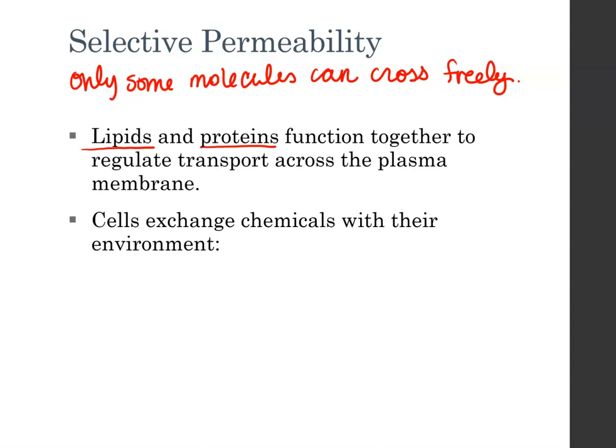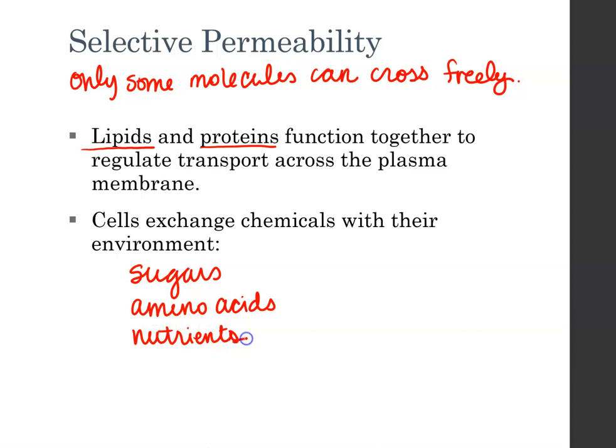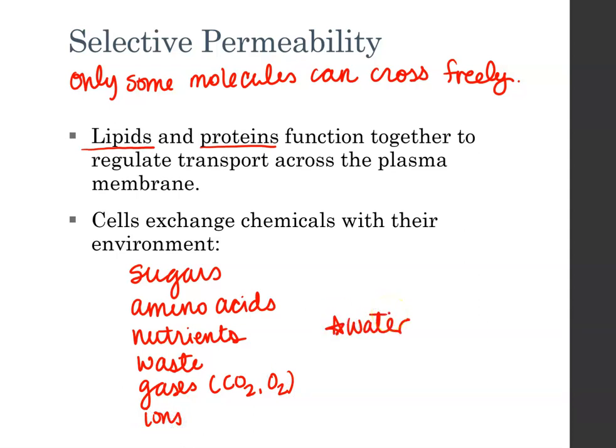Now, cells exchange several different types of chemicals with their environment, many of which are food type molecules. So sugars, amino acids from proteins, nutrients, waste, gases such as carbon dioxide and oxygen, ions, and of course water, which is really important for the cell.